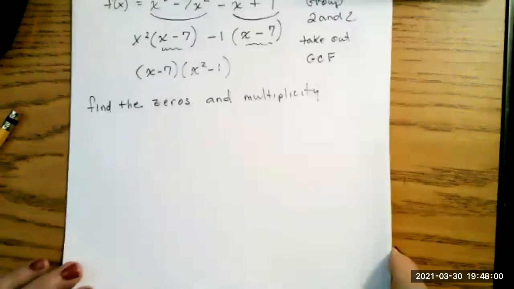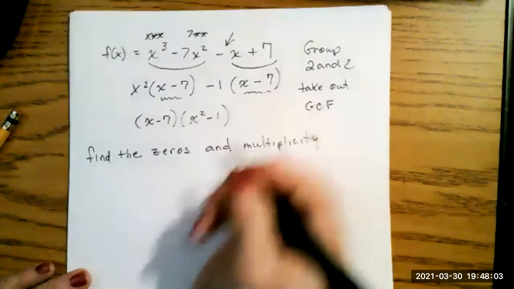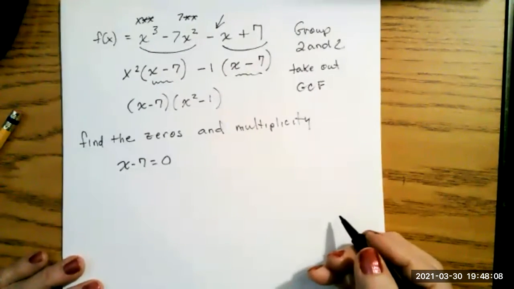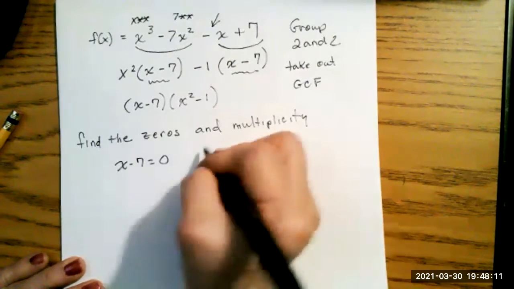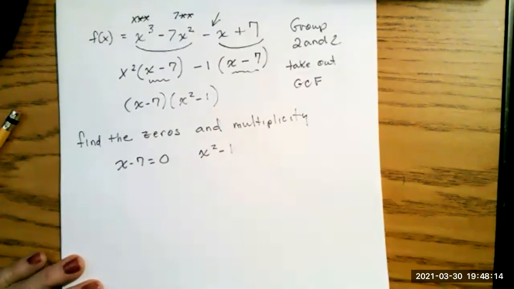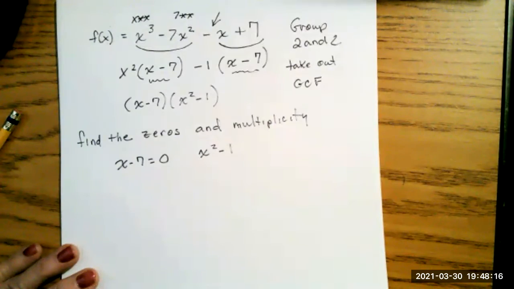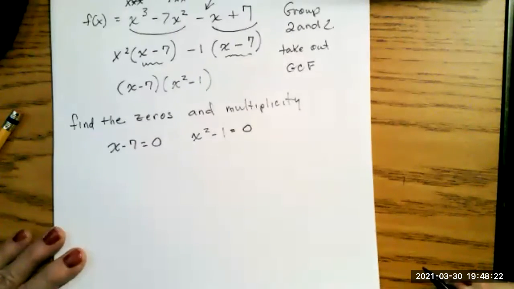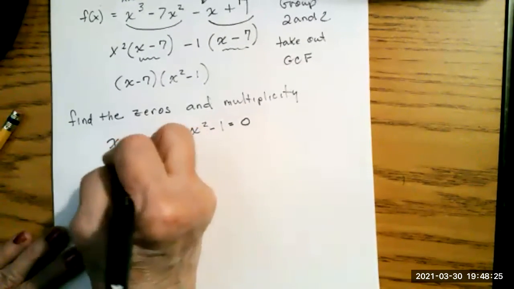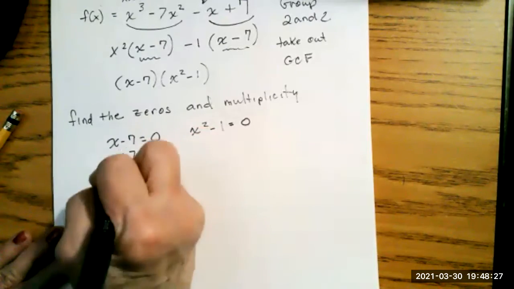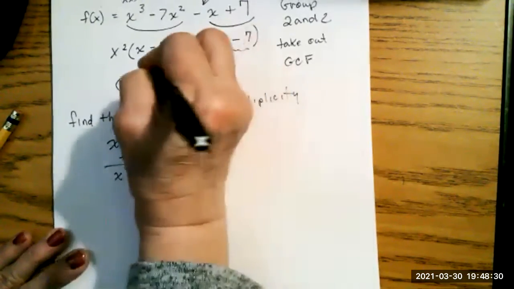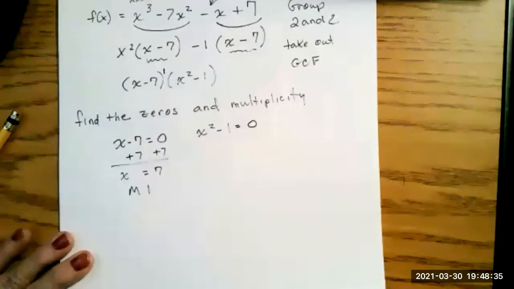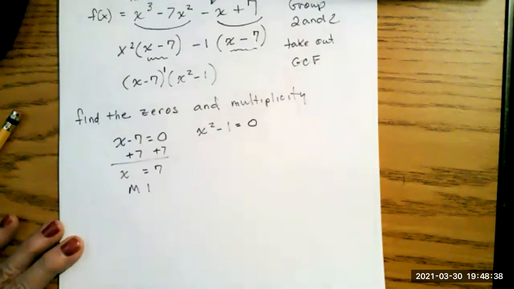Okay, so we have to figure out how to set these equal to 0. X minus 7 equals 0. And here's an x squared minus 1. We could break that one up into x plus 1, x minus 1, or we could set it equal to 0 and use the square root rule. So let's figure this one out first. This is x equals 7, and there's a 1 understood up there. So this is multiplicity of 1. There's only one of those.